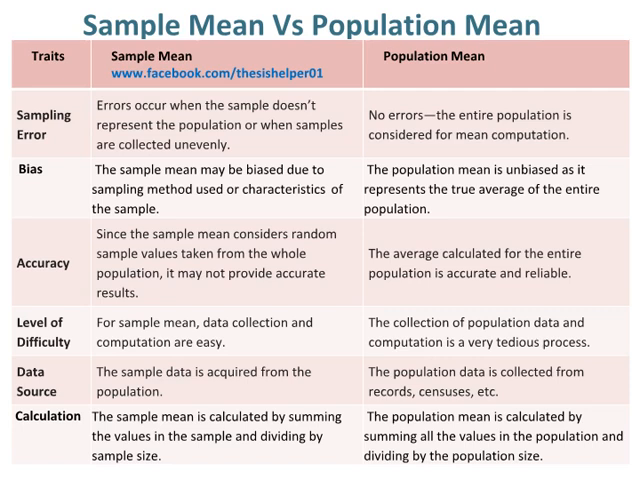For sample mean, data collection and computation are easy. Whereas, the collection of population data and computation is a very tedious process. The sample data is acquired from the population, whereas the population data is collected from records, censuses, etc. The sample mean is calculated by summing the values in the sample and dividing by the sample size. Whereas, the population mean is calculated by summing all the values in the population and dividing by the population size.